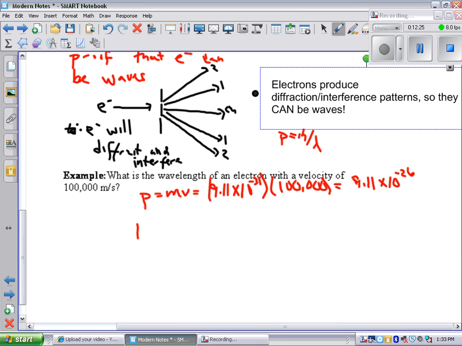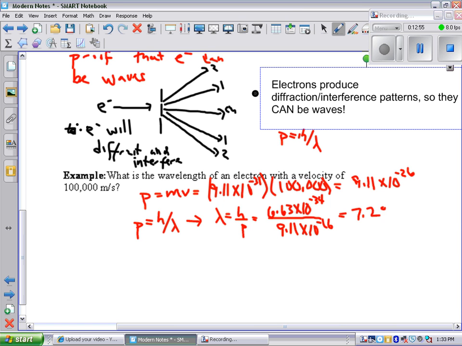Then I can use this new equation, P equals h over lambda. If I rearrange that, I get lambda is h over p. So it's 6.63 times 10 to the minus 34th for h for Planck's constant. And the momentum we just got was 9.11 times 10 to the minus 26th. And when I divide that out, I end up with 7.28 times 10 to the minus 9 meters for the wavelength of the electron.